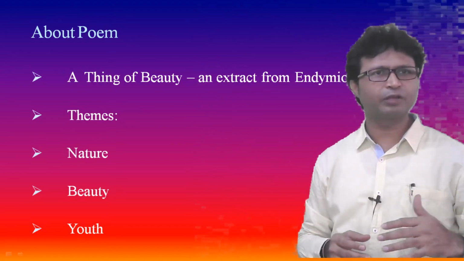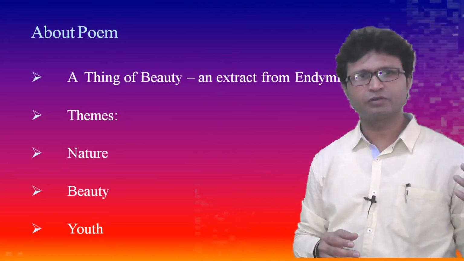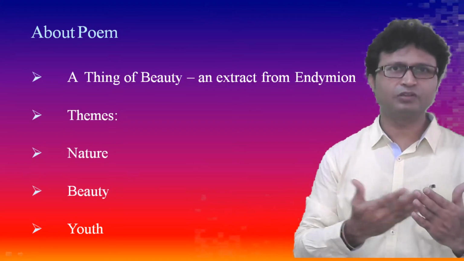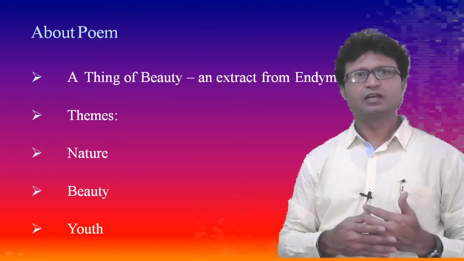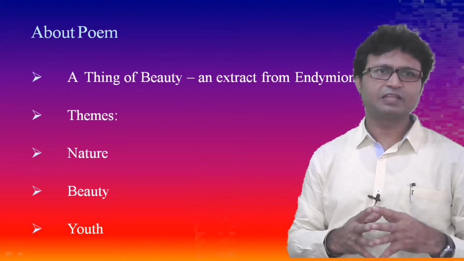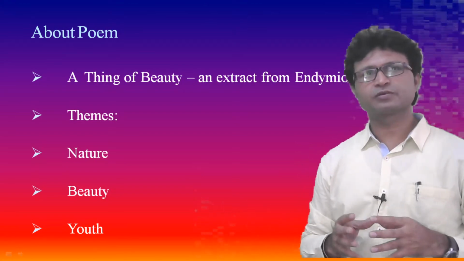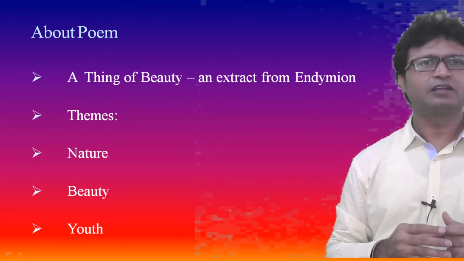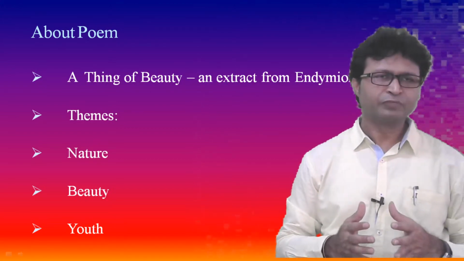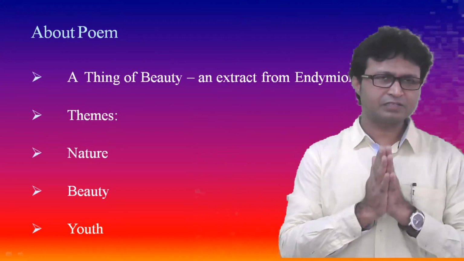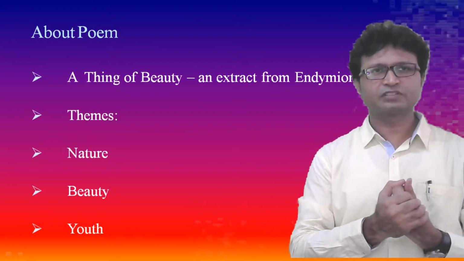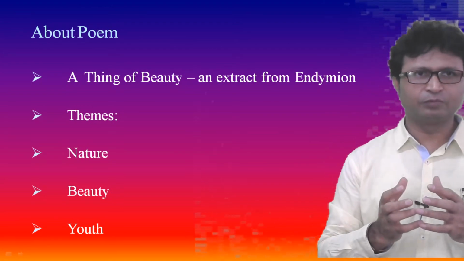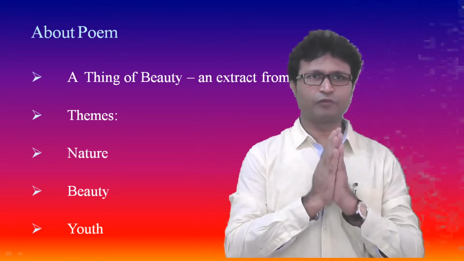As you read the poem, there is a lot of description about nature. The poet talks about the sun, the moon, the fountain, the flowers. All those things are the things of nature. Then he talks about beauty, because these things of nature are at the same time so beautiful, and as they are so beautiful, there is something more. And what is that? It gives us joy, and therefore he says, a thing of beauty is a joy forever.